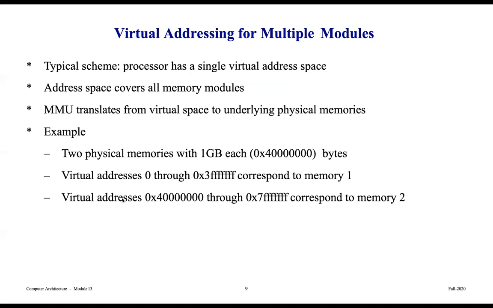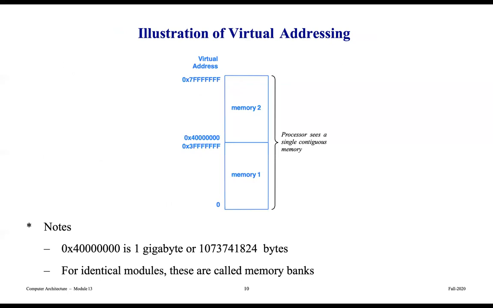So if you know the underlying relationship, you can see how the virtual address may have a unique mapping to the physical address. And we're seeing that in this example.